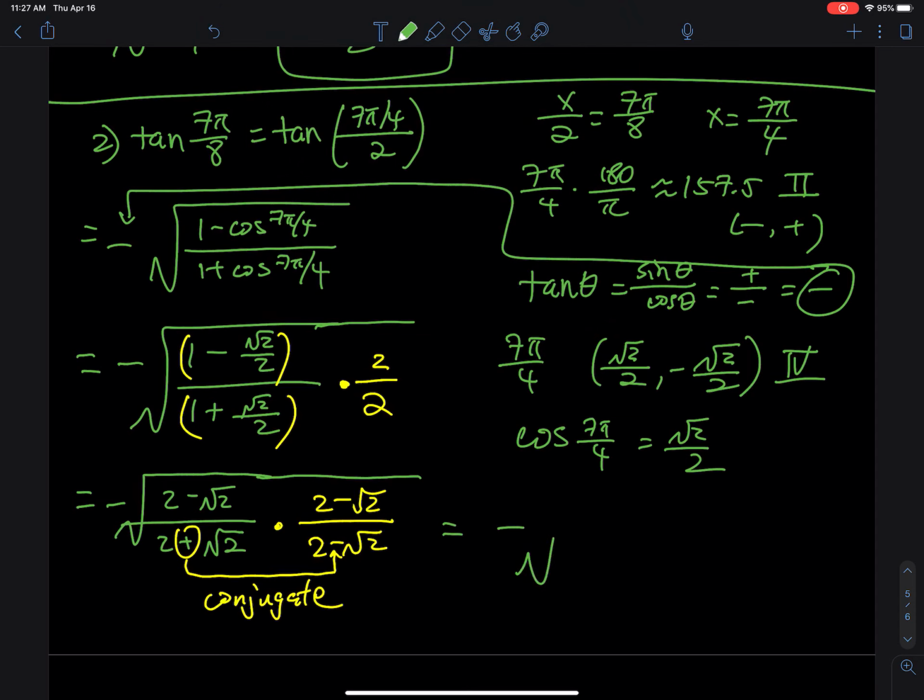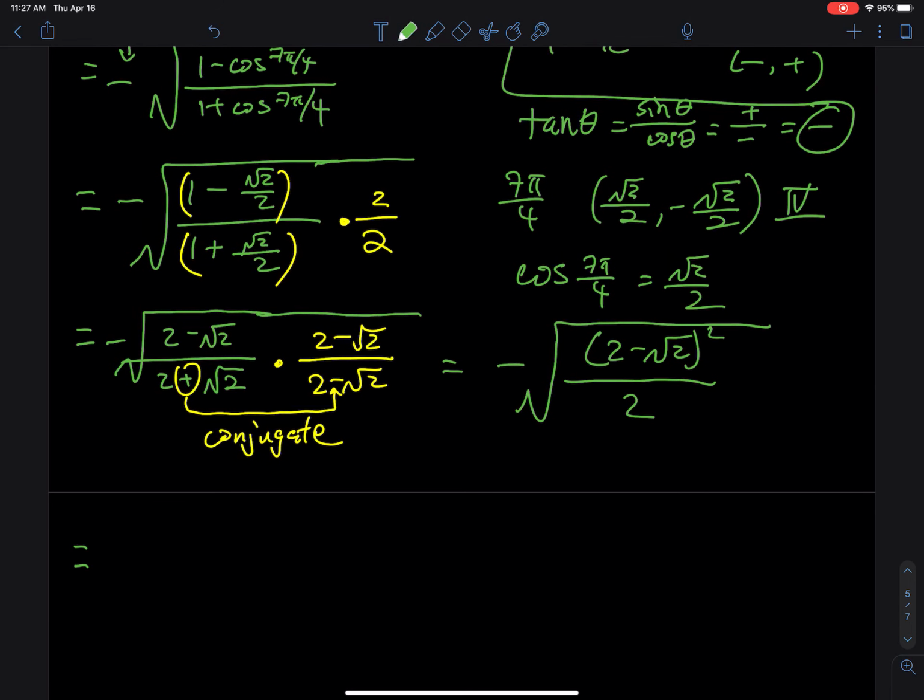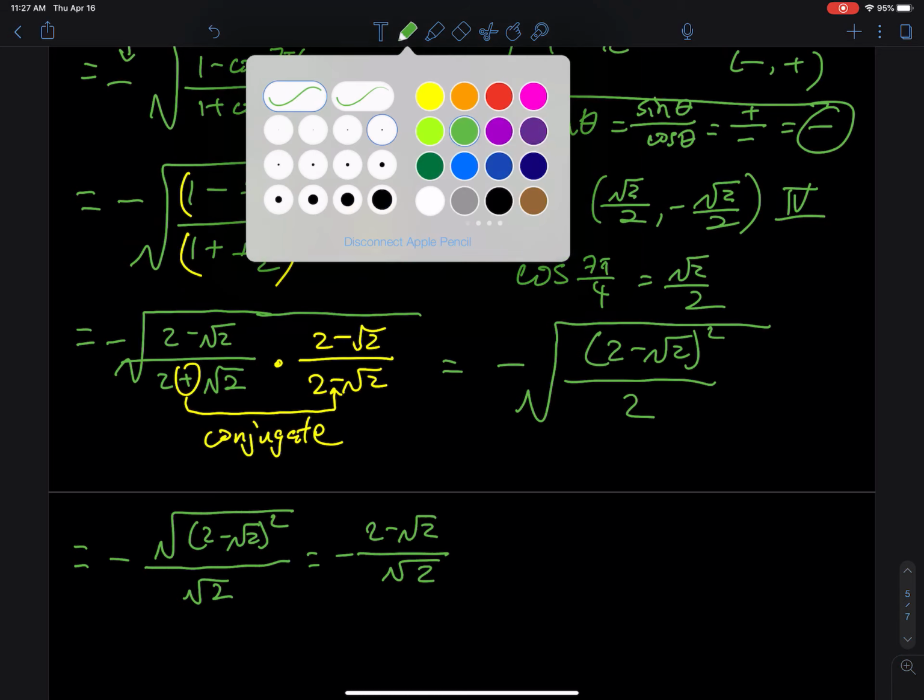So you have negative the square root of 2 minus root 2 squared. We don't need to open that up. The denominator gives you a 2. Not done. The job is not done. So we have a negative the square root of 2 minus root 2 squared over 2, and I know they got cancelled, and then root 2. So the top is 2 minus root 2, the bottom is root 2. What do you do? You have to rationalize.